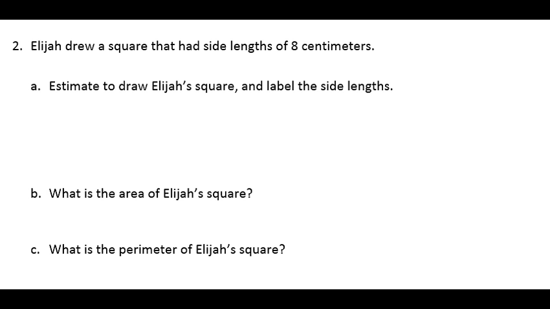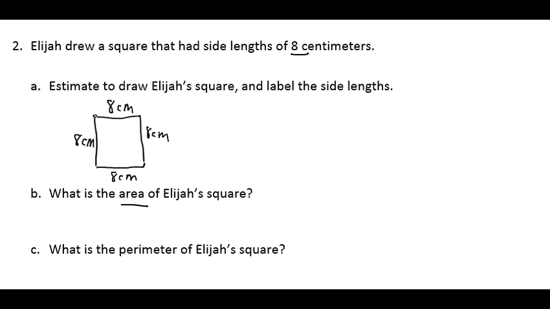The next question says, Elijah drew a square that had side lengths of 8 centimeters. Estimate to draw Elijah's square and label the side lengths. Well, since it's a square, we know that all 4 sides are equal, and they are all 8 centimeters. So I'll label each side, showing 8 centimeters for all 4 sides.